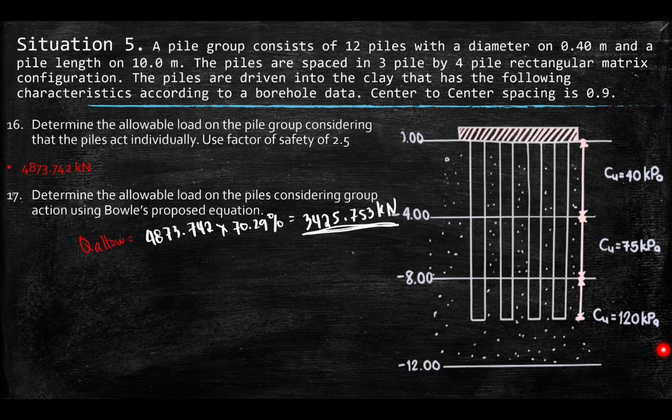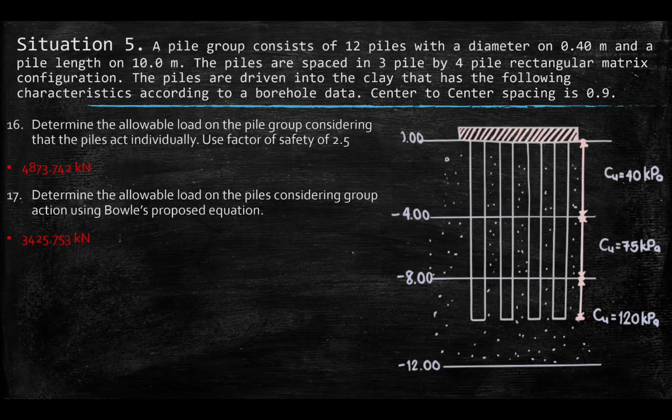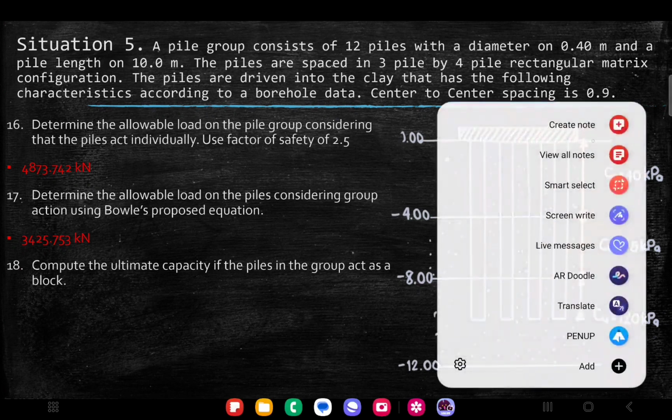Question number 13, 14. Okay. So, for our question number 15, compute the ultimate capacity if the piles in the group act as a block. So, this group of piles will act as a block. So, what is that?